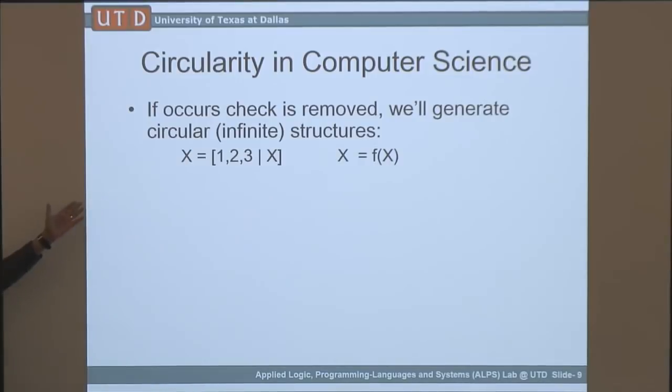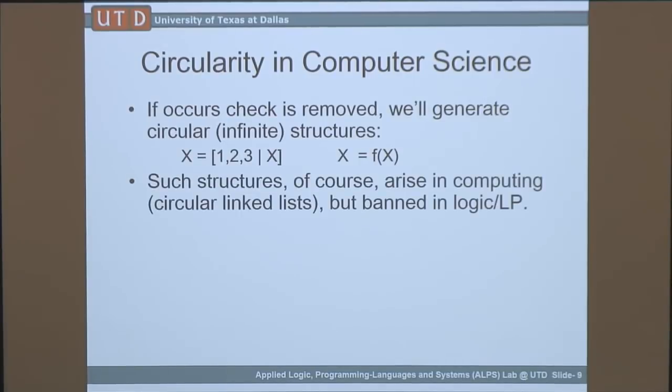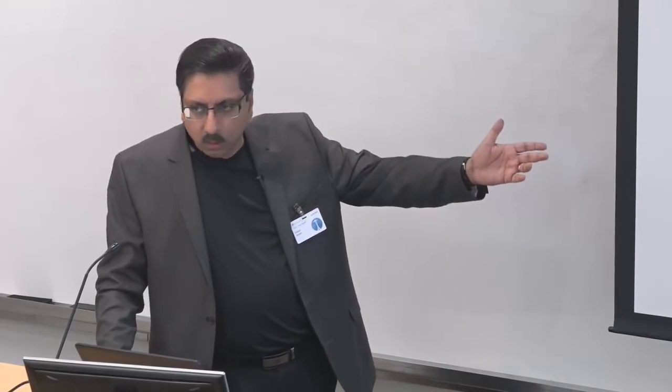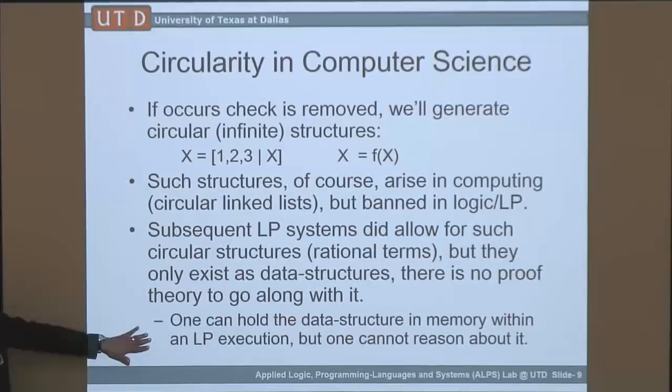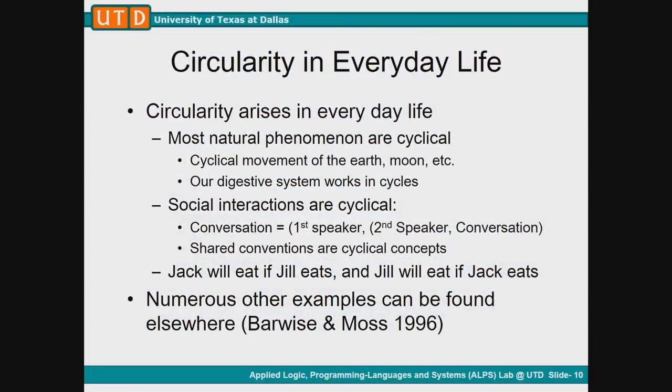So this is really a circular linked list, right? X is a pointer. Think of it as, you can express these in Prolog, or you can write x equals f of x. Such structures arise in computing, right? We have circular linked lists, but we can't model them in functional programming or logic programming. As I said, these circular structures are allowed because Prolog systems do not do an occurs check, but you can only hold them as data structures in memory. You cannot do anything with them. You cannot reason with them. And that's what we want to do.